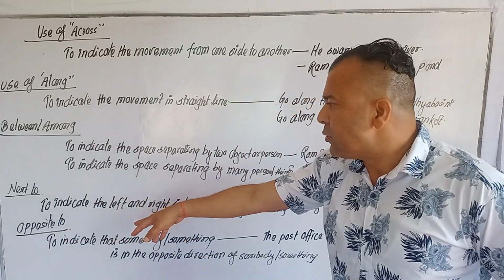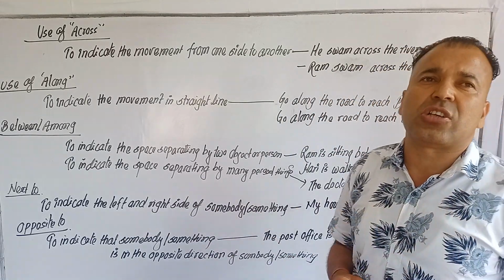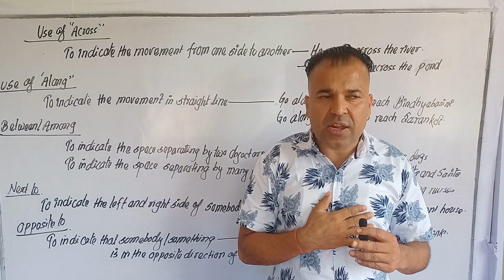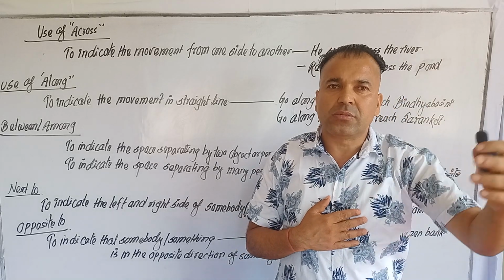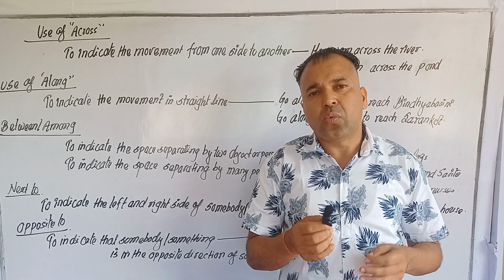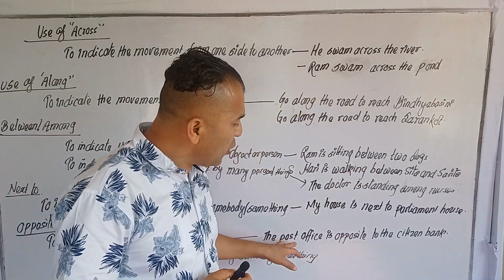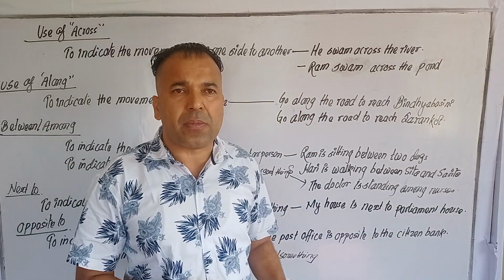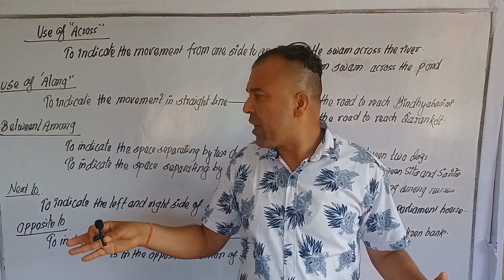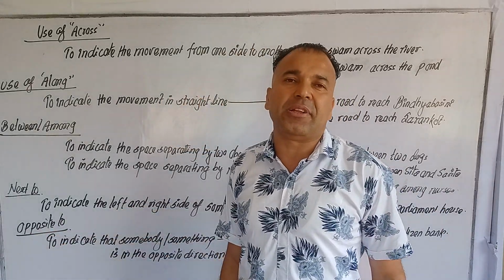And opposite to indicates somebody or something in the opposite direction, just the opposite direction. I am facing like this and the wall is there. In this case, we have to use opposite to. The post office is opposite to the citizenship office. Left or right side is next to. Opposite to is also clear from its meaning.